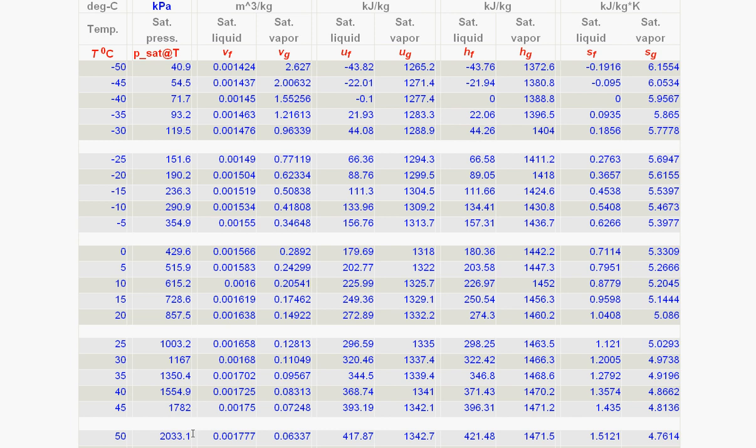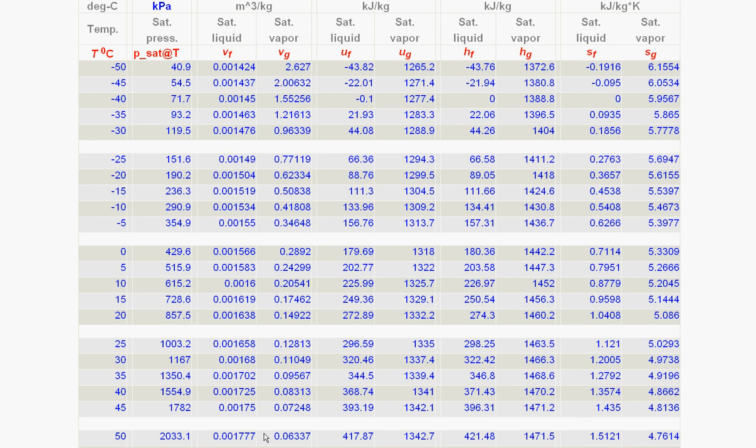So if I were to give you a quality, like let's just use 0.8, the quality that I used in that video, and I wanted to find out the specific volume, I just used the formula we figured out to be 0.8 times Vg plus 0.2, because that's 1 minus the quality, times Vf. And that would give us the specific volume at 50 degrees Celsius for a quality of 0.8.